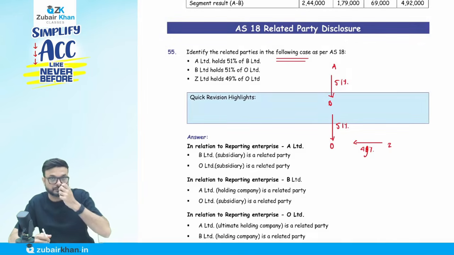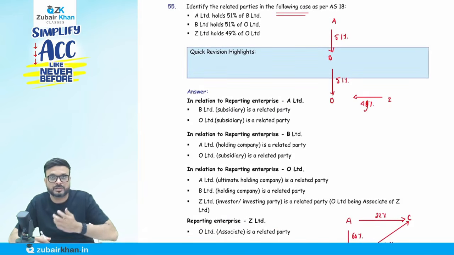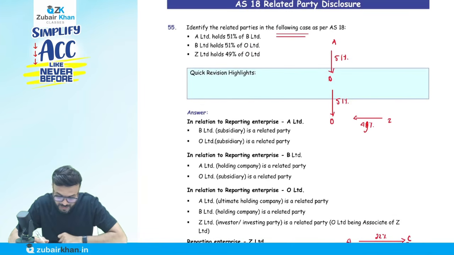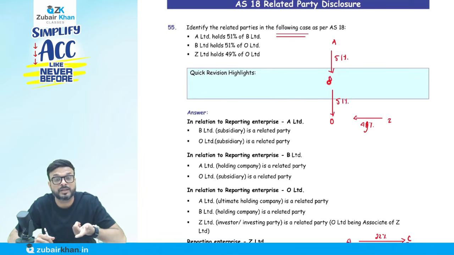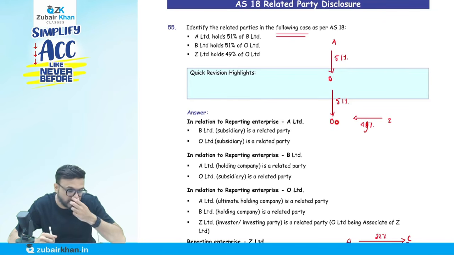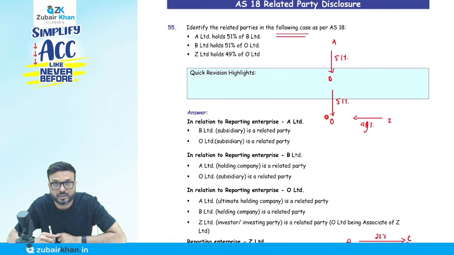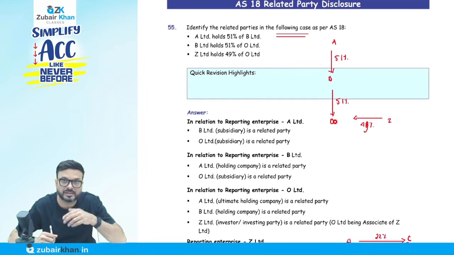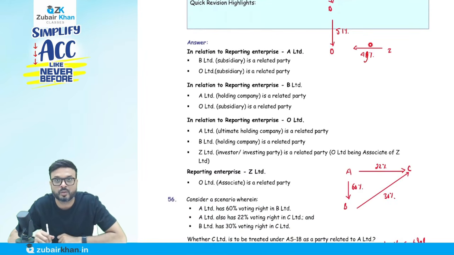So we have to answer individually from each one's point of view. First is A Limited. Whether A and B are related, yes. Whether A and C are also related, yes, because indirectly they control C through B. From B's point of view, A is related because B is controlled by A. B and C are also related, but B and Z are not related parties. From C's point of view, A is related because it is the ultimate holding company. B is related to C, yes. Z is also related, because Z holds more than 20% and has significant influence. From Z's point of view, only C is related to them.